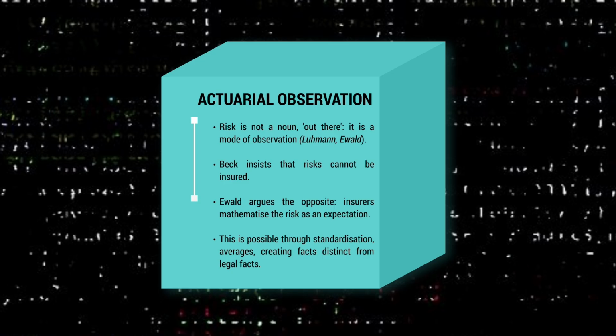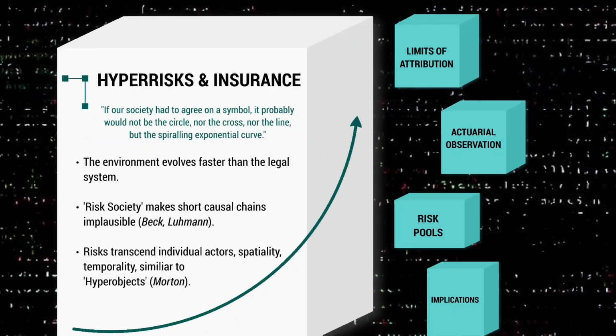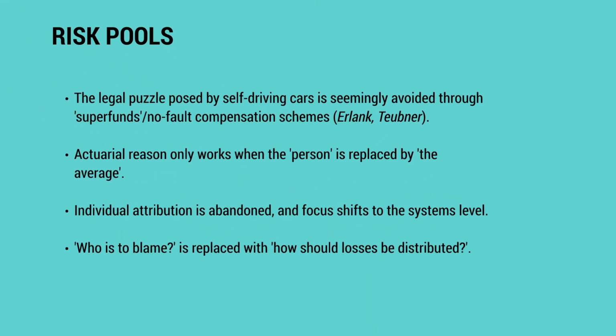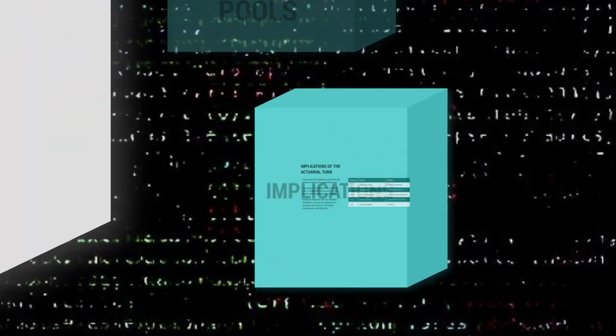Actuarial observation only works not through actual cases, but through creating averages, the average person, average damages, the odds of risks being placed. It's about standardization. It works because it's not individualized, as law has tended to do. Here I've got the thing about self-driving cars. Actuarial reason works when the person is replaced by an average or the average person. And individuality is displaced and replaced by the systemic level of observation. Now, what are the implications of this?